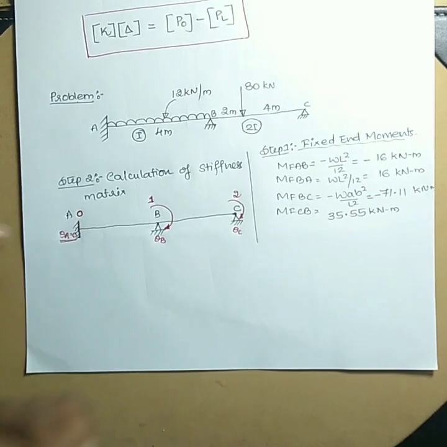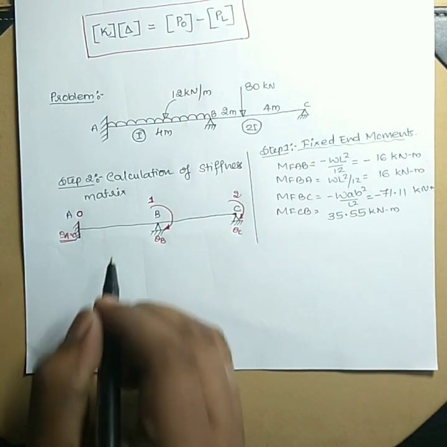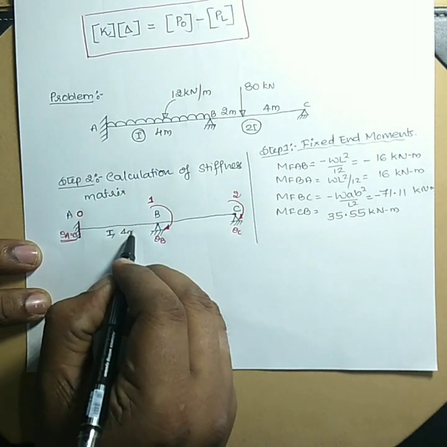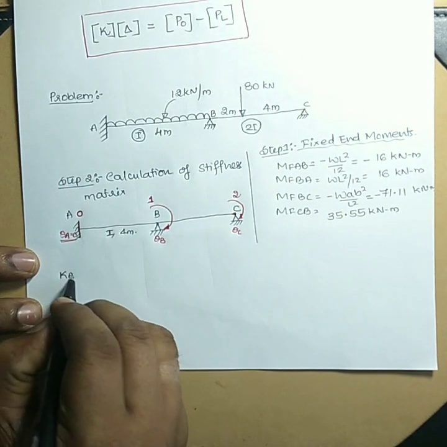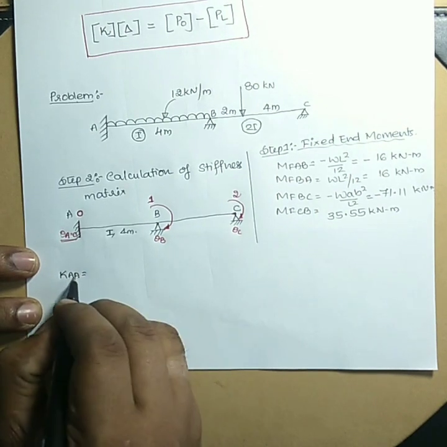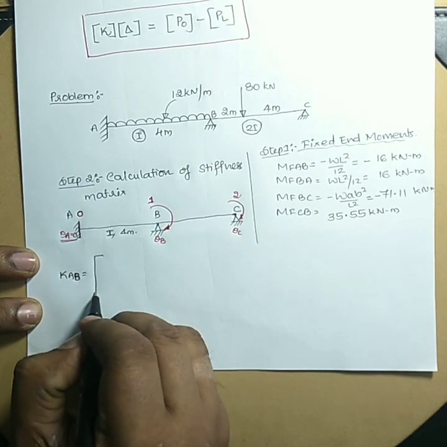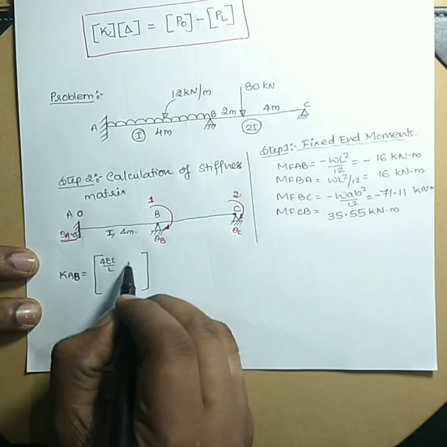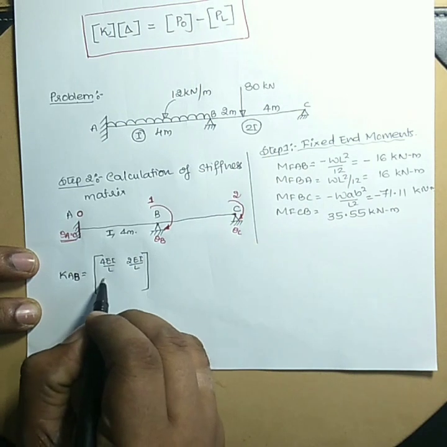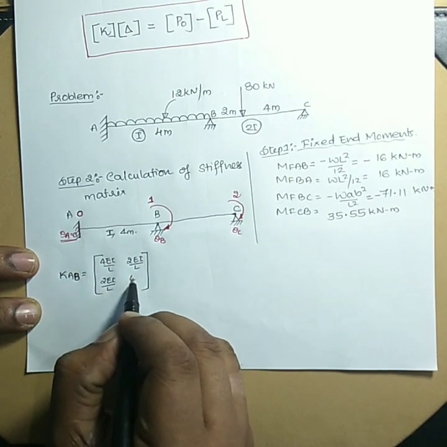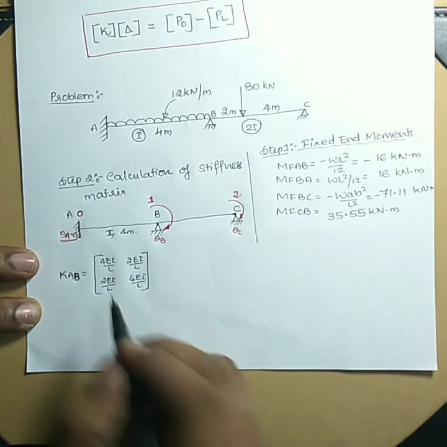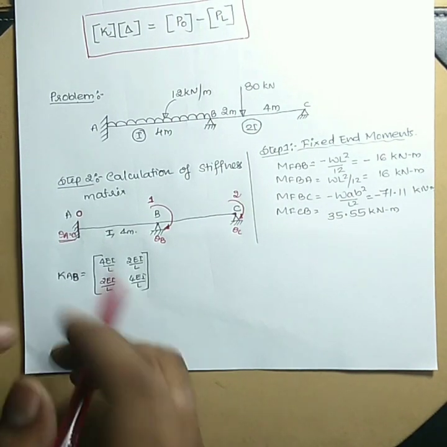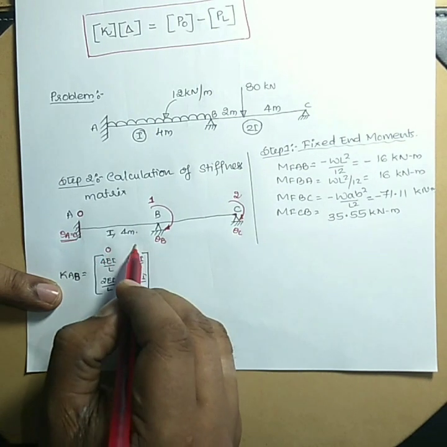So for span AB, the formula remains same. It is given AB has a value of EI as I, and it is 4 meter. So the kinematic stiffness of member AB is equal to, the formula is same, it is 4 EI by L, 2 EI by L, 2 EI by L, 4 EI by L. This is the formula. Here you should note the values you have to consider here for A and B is 0 and 1. So I will write this as 0, 1, 0, 1.